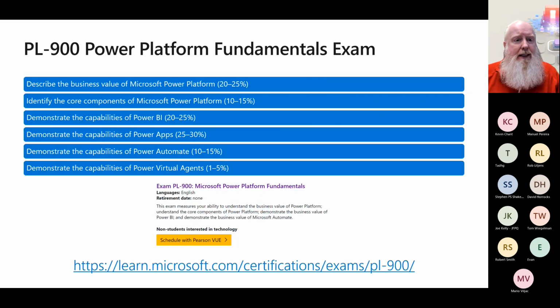Now, when you look at an exam, I think it's always very, very useful to look at what we call the objective domain, or the skills measured. And the Power Platform currently has 6 objectives. So the first one is the business value. Then there's core components, then Power BI, Power Apps, Power Automate, and Power Virtual Agents. And it's got a percentage against each one. You notice here how small the percentage is for Power Virtual Agents. It says between 1% and 5% of the exam is on Power Virtual Agents.